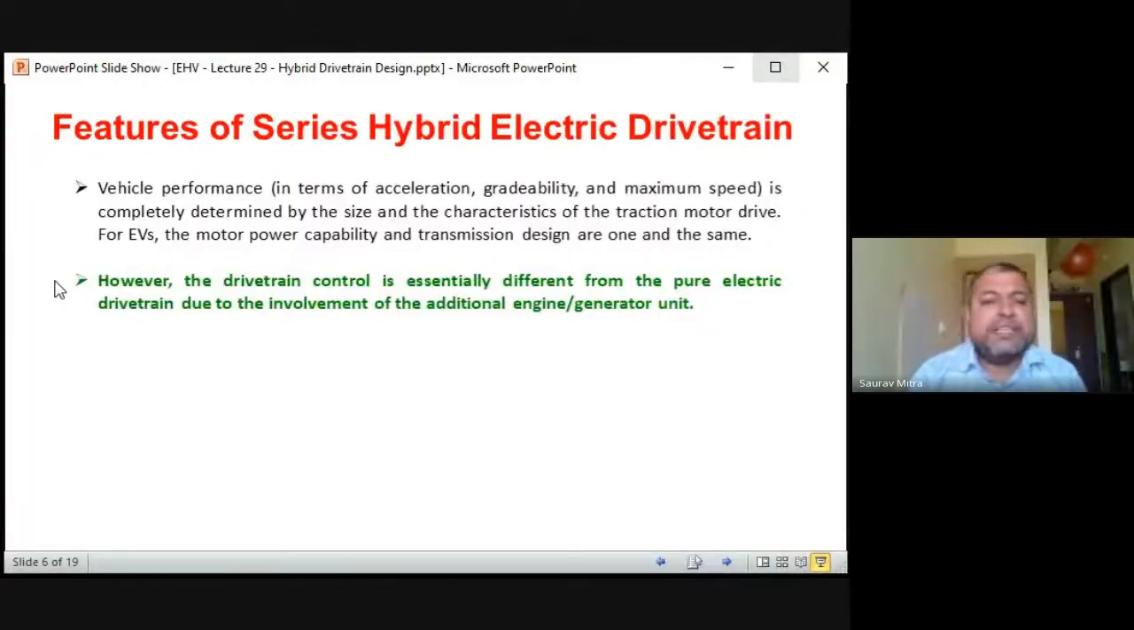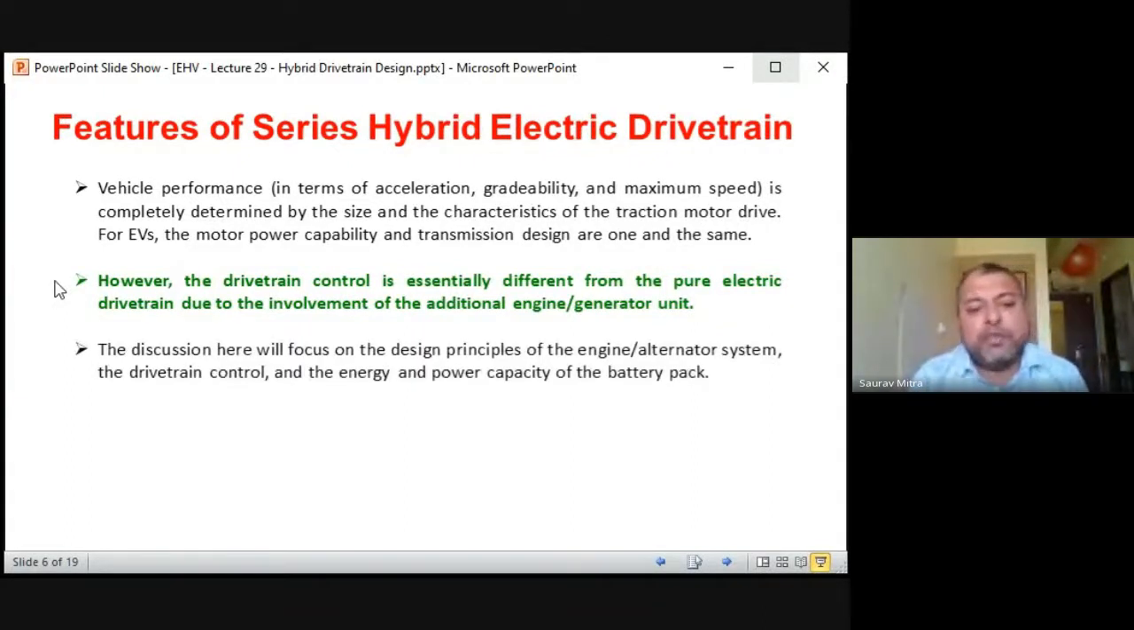So this engine generator is actually the heart of the whole system, and the drivetrain control is essentially different in EVs, because in EV it is only battery. So the battery is sourcing the power to the motor, but in case of HEV, there is the engine generator unit, and that actually supplies the motor. What is the difference between EV and HEV? EV, it is only battery to the motor, and HEV, it is engine generator set to the motor. However, the drivetrain control is essentially different from the pure electric drivetrain. In pure electric, it is only battery and motor, due to the involvement of the additional engine generator unit. So this is in case of HEV.